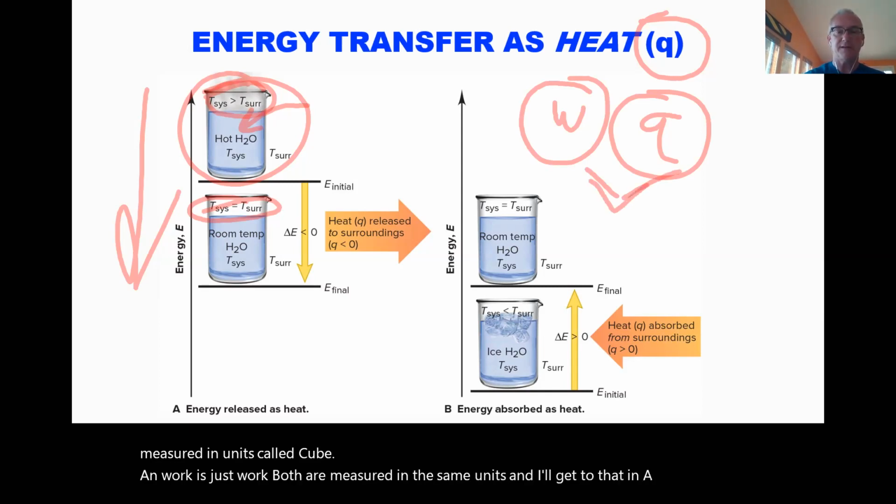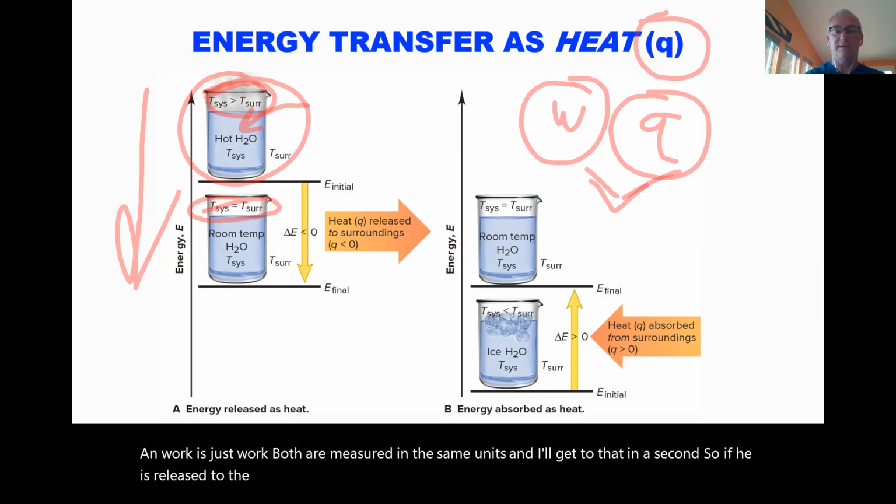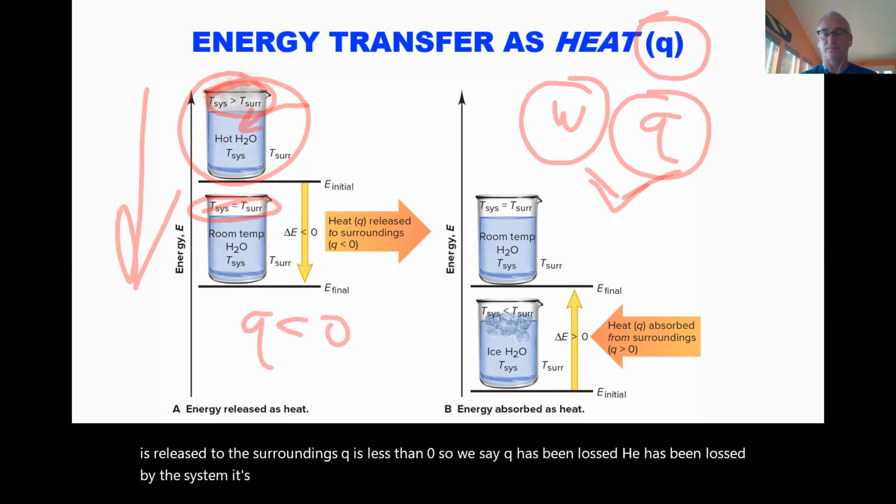So if heat is released to the surroundings, Q is less than 0. So we say Q has been lost. Heat has been lost by the system. It's got to be less than 0.